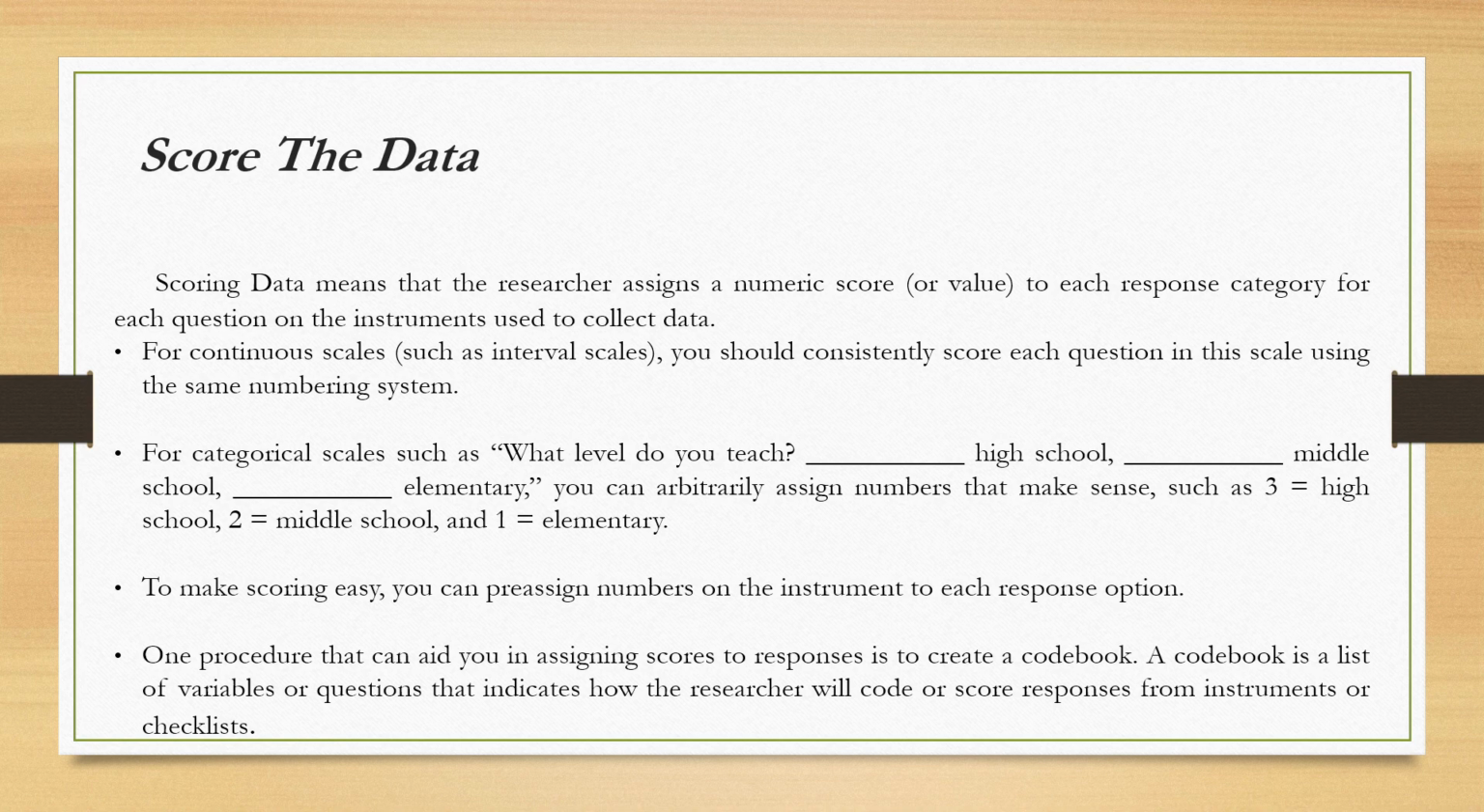For categorical scales, such as what level do you teach, high school, middle school, elementary, you can arbitrarily assign numbers that make sense, such as 3 for high school, 2 for middle school, and 1 for elementary. To make scoring easy, you can pre-assign numbers on the instrument to each response option.